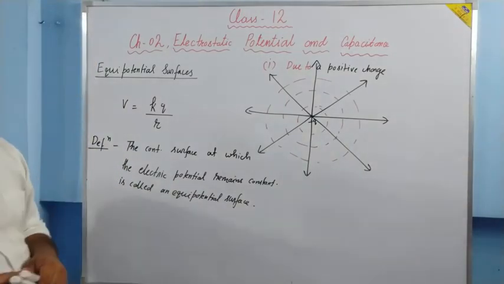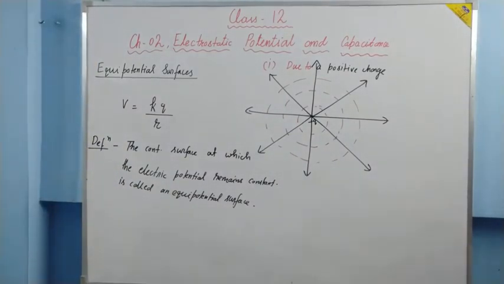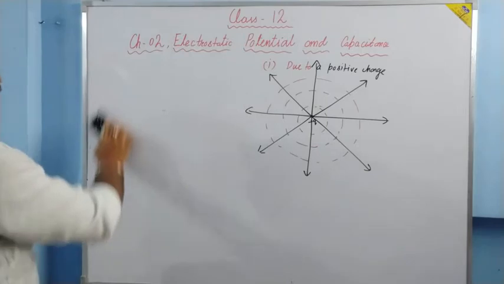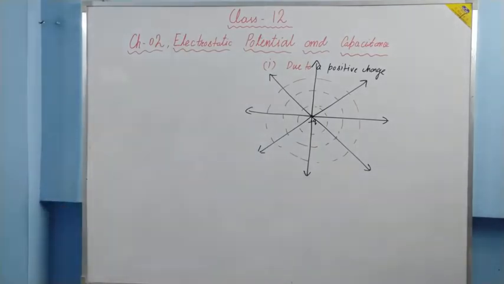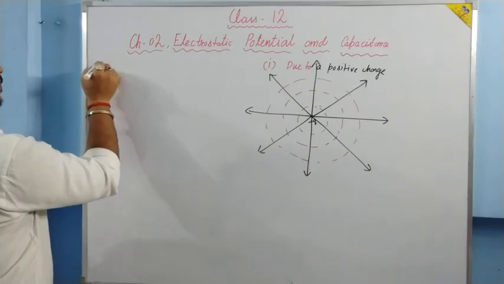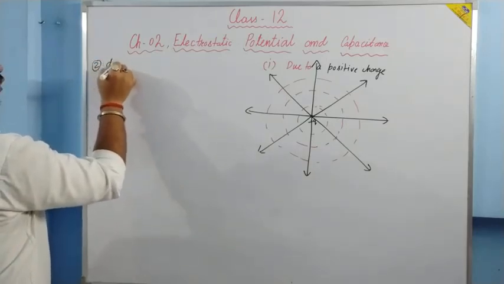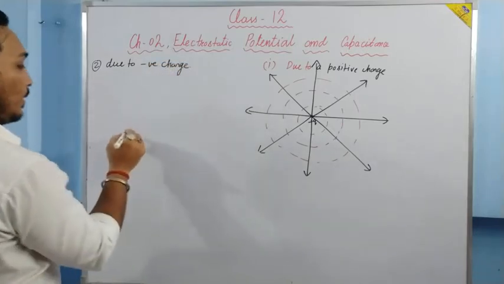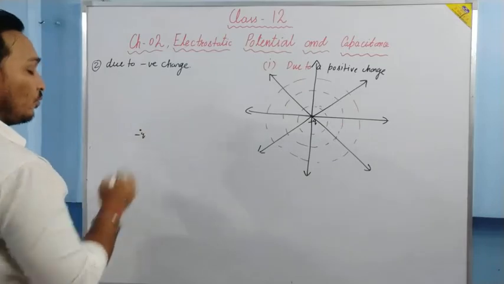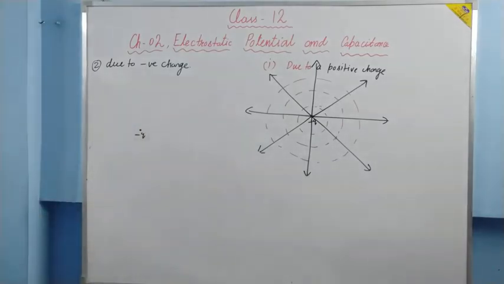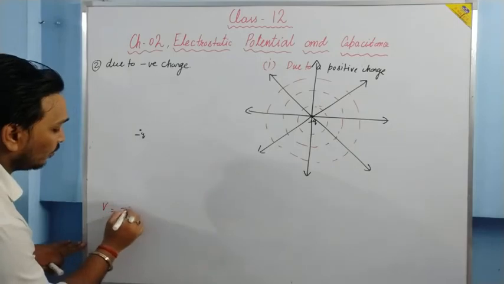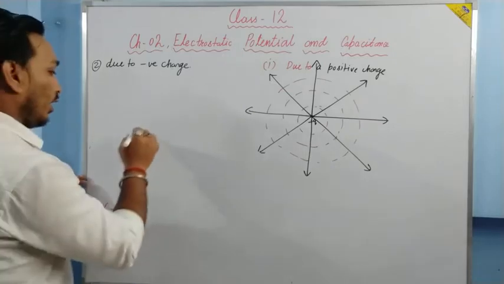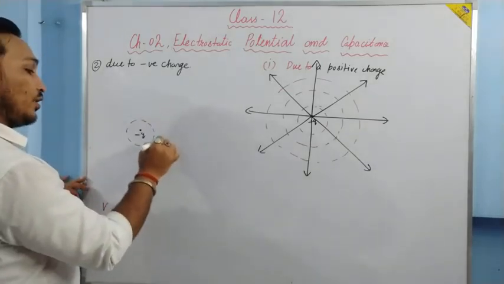Now what will happen if the charge is negative? So for a negative charge, second is due to negative charge. Suppose this is your negative Q. Now, due to negative Q, the potential is given by V equal to minus kQ by r. Okay. So, due to the negative charge also, the equipotential surface is like this.